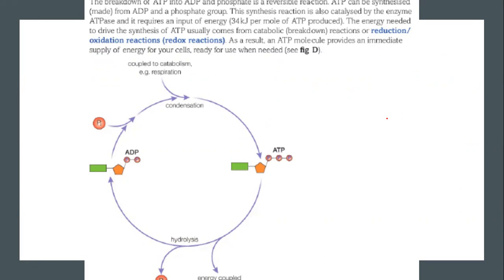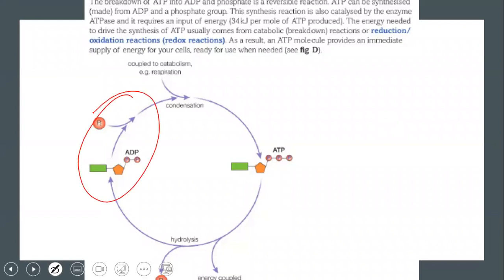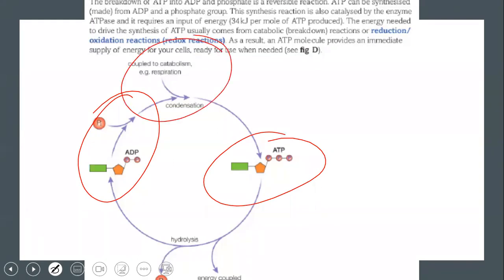So the ATP is going to break down into ADP and a phosphate head. Then the ATP can be remade. ATP can be synthesized again. You can take the ADP, add the phosphate group to it, and turn it back into ATP through a condensation reaction. So it's a reversible reaction. You can break it down to give you ADP and a phosphate head, which releases the energy. Once the energy is released, the ADP can combine back with the phosphate head to give you ATP through a condensation reaction.